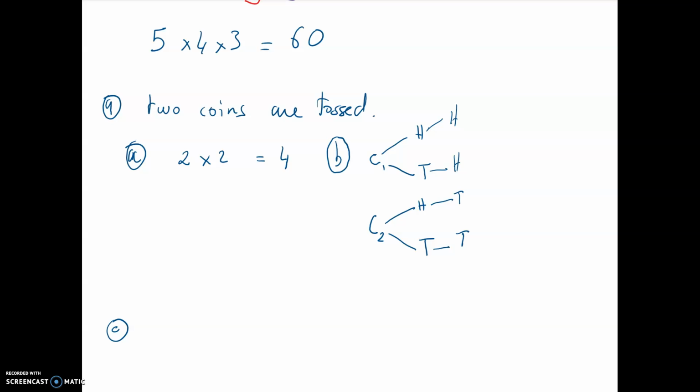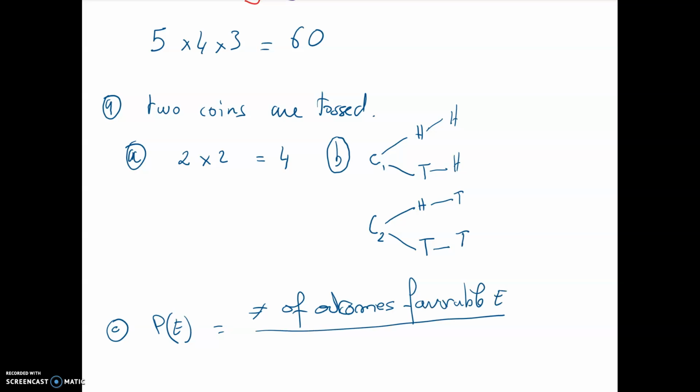In part C, determine the probability that there is no tail on the toss. So how do we calculate the probability? I would like to remind you that the probability of an event is defined as the number of outcomes favorable to the event divided by the total number of outcomes.